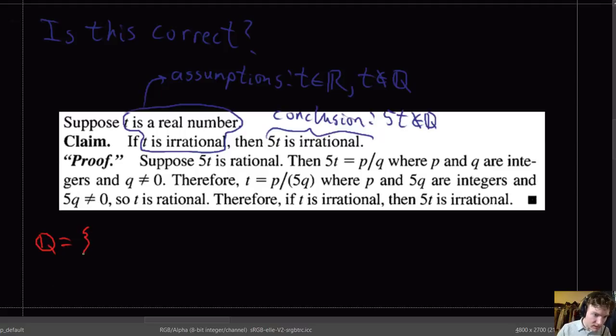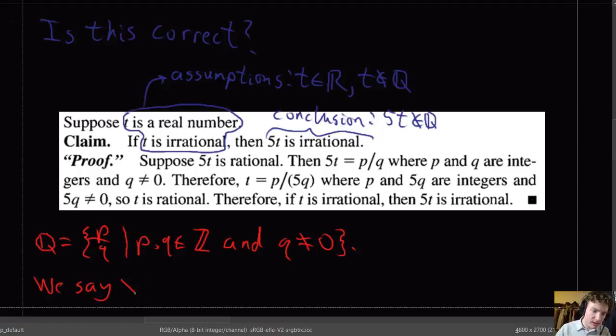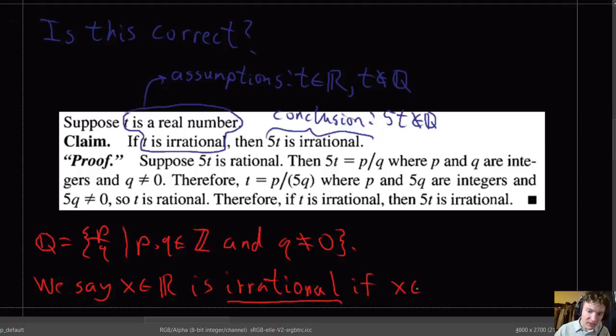So Q is the set of all ratios p over q, such that p and q are each integers, so they're in Z. And of course, we cannot divide by 0, so the denominator must be non-zero. And then what's the definition of irrational? Well, we say some number, say x in the reals, is irrational. I'm defining the word irrational, so let me underline that. We say x is irrational if x does not belong to Q. That means we cannot write it as a ratio. Okay, so now that we have reminded ourselves of these definitions and we've stated the assumptions and conclusion, let's work through the proof and see if it's logically valid.